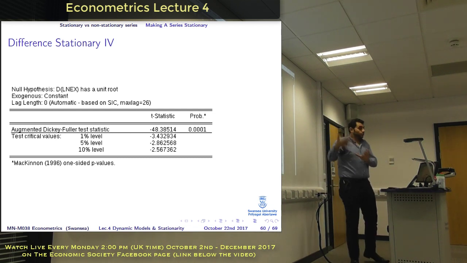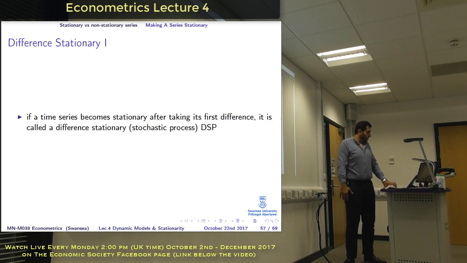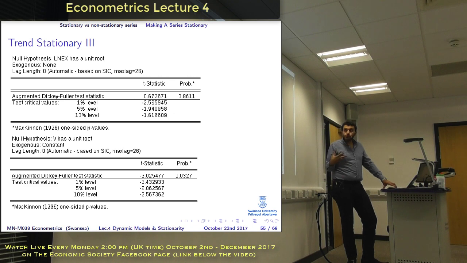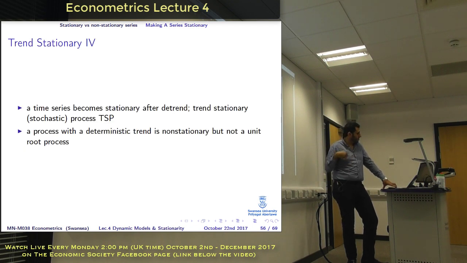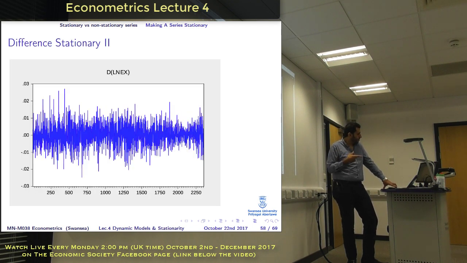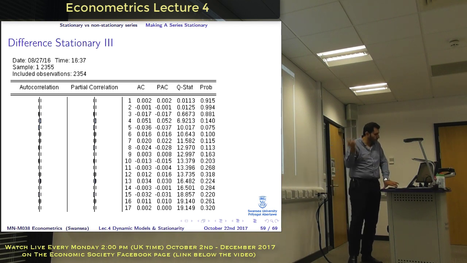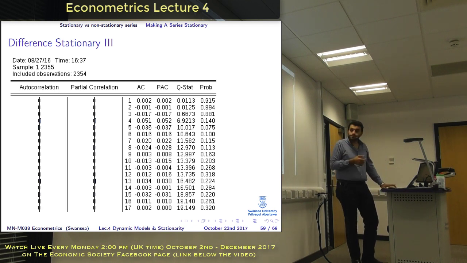And then when we detrended the data, in the first case, it became stationary. Also, when we took the first difference, it became stationary, and we confirmed stationarity in both cases using the unit root test, and also we graphed the series. Final remarks before I conclude.